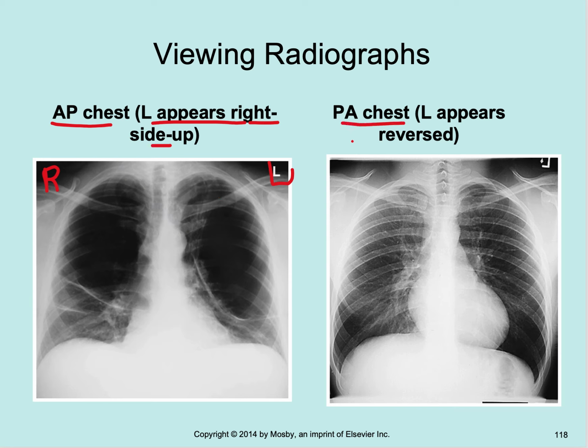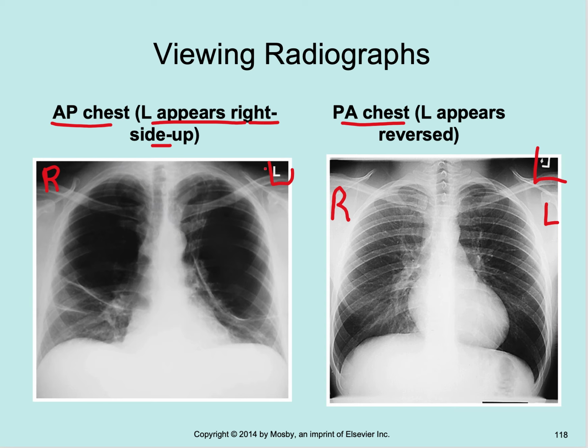PA chest, left appears reversed. So this L appears reversed because when it was placed on the image receptor and we made that exposure, it flipped this image. So it inverted the left marker, but it placed it in anatomic position. So this is left, this is right, okay?